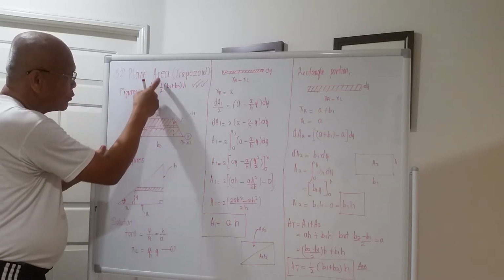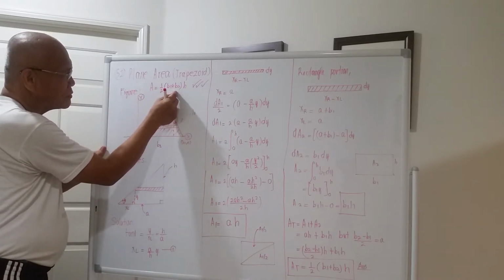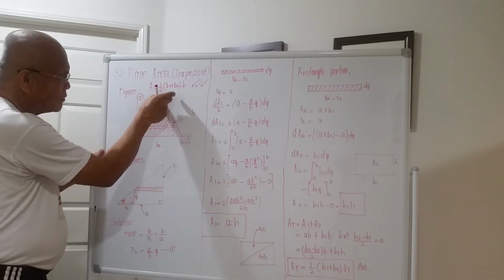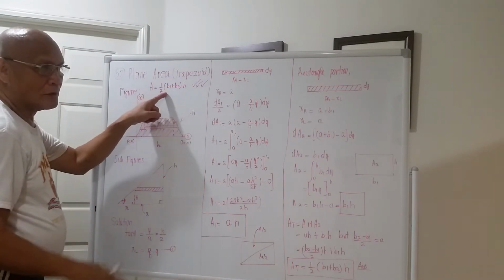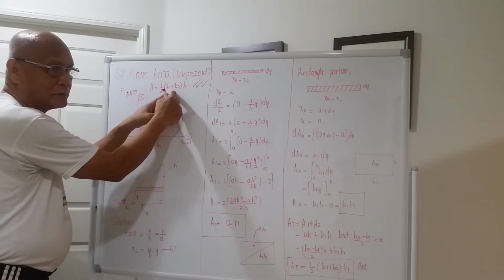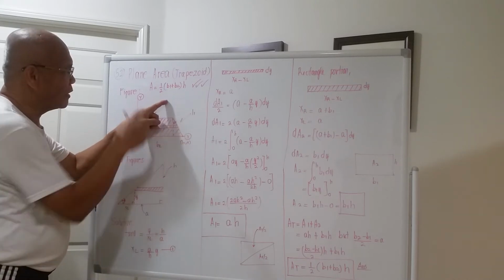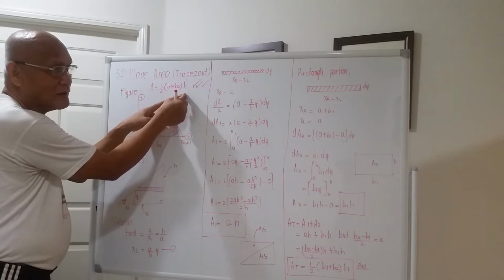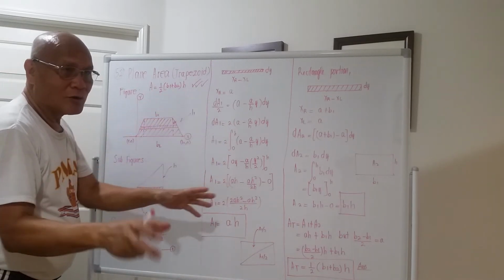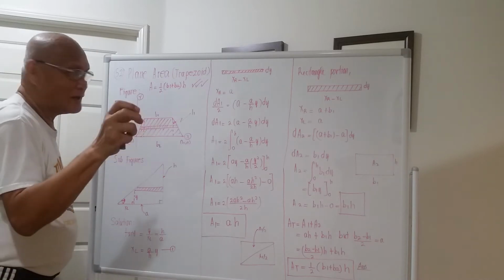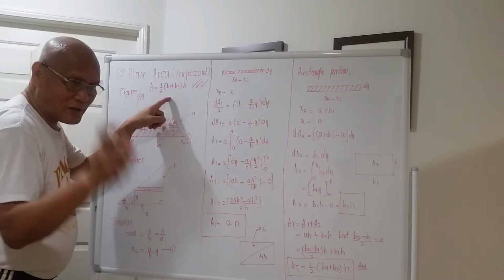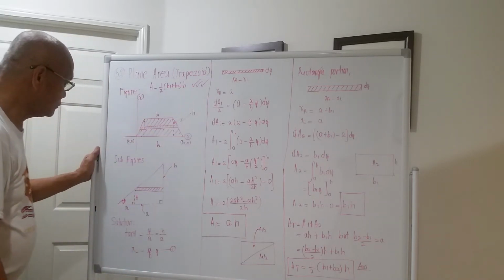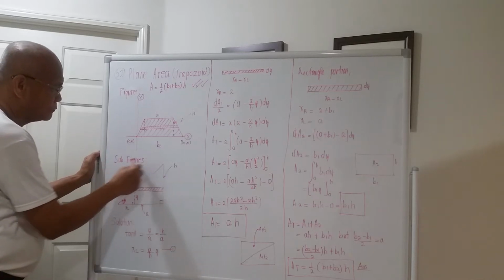The area of a trapezoid is 1/2 (base 1 plus base 2) times h. The problem is to derive this by using integration. We use this formula in lower mathematics, but we do not know where it came from. Actually, this formula was derived using integral calculus. Okay, let's proceed with the solution.